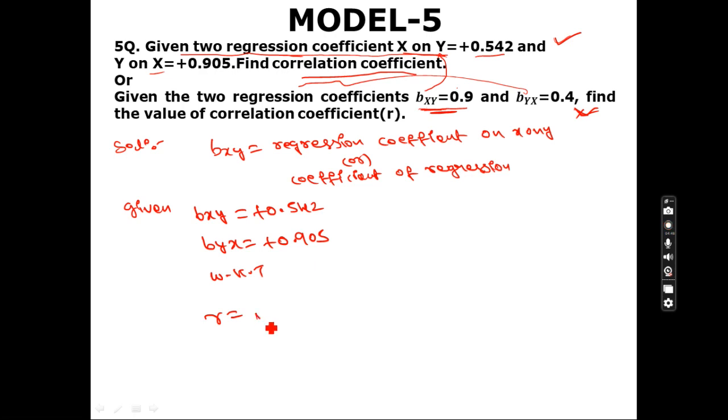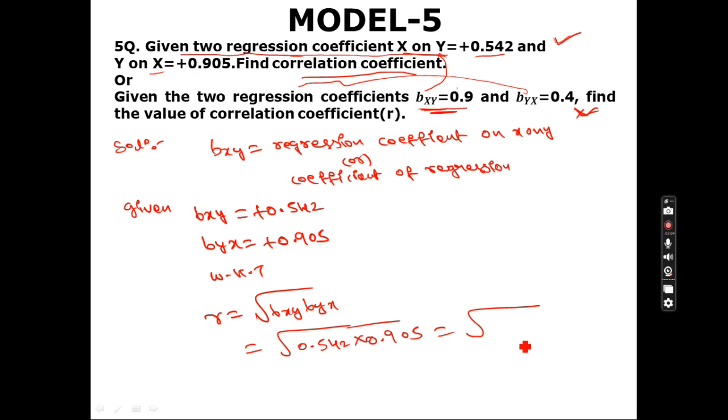Okay. So now r is equal to the square root of bxy into byx. So what will be the answer now? 0.542 into 0.905. Once you multiply these two values, you will get 0.4905. Okay, so if you apply the root, you will get 0.700. Now we need to write the sign for r also. This is positive, this is positive, so r is also positive.